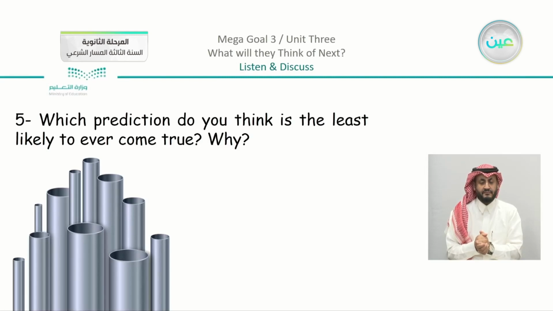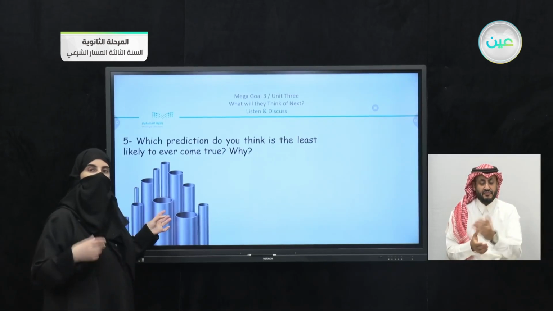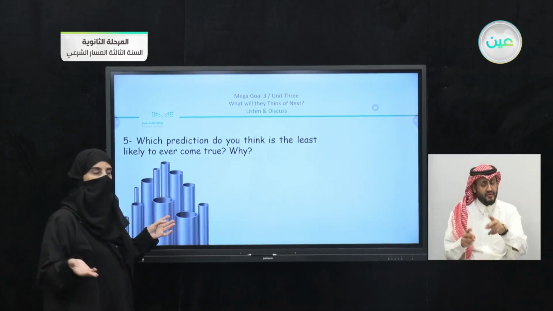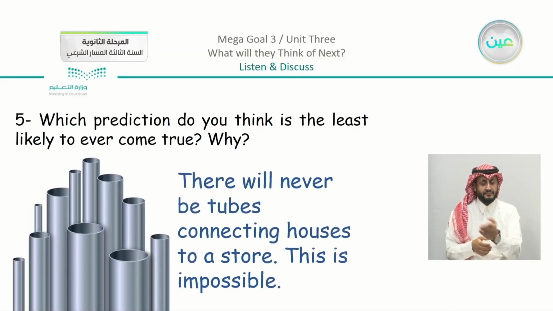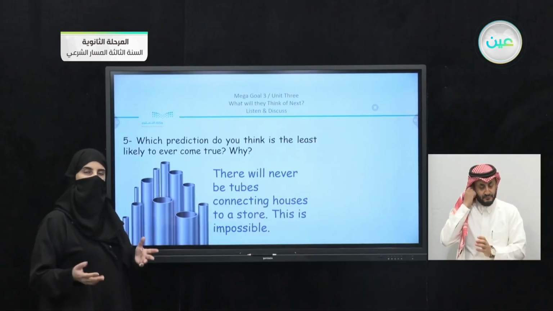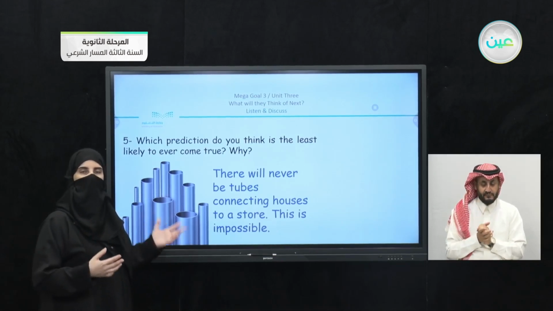The last question, number 5. Which prediction do you think is the least likely to ever come true and why? Now, I gave you a hint here. It also depends on your point of view. Just as an example, we can say that there will never be tubes connecting houses to a store. This is something impossible. So if you have come up with something else, it's okay. We have open answers here. You can just put another example.